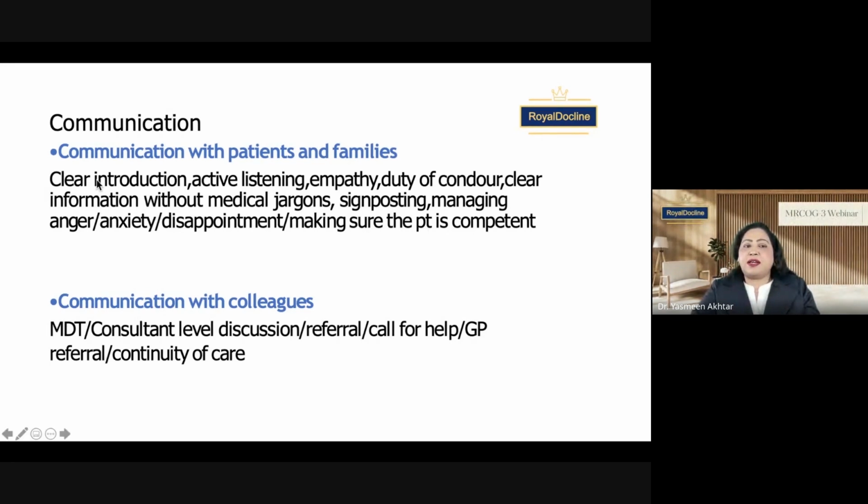Here, a clear introduction, of yourself as well as for the patient. I'm this and I'm here in the clinic for you. May I check your name and age, please? You can develop your own way to introduce. There is no need to follow anyone. Active listening to the patient, what she is telling. Empathy, duty of candor, clear information without medical jargon, signposting when you are giving bad news, managing anger, anxiety, disappointment. Make sure the patient is competent, right?